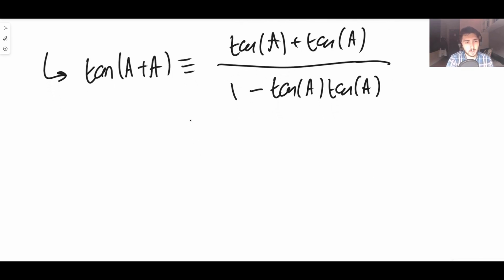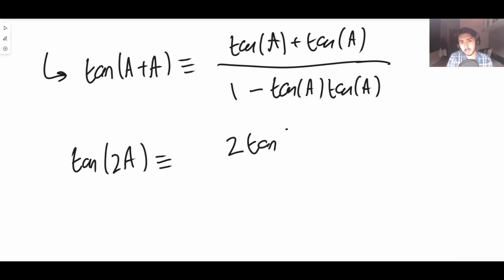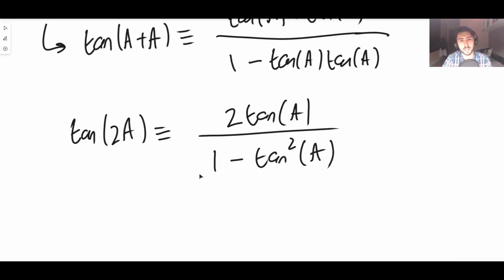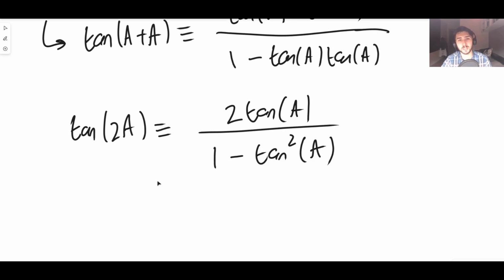Okay, taking that, we then get that tan of A plus A, that's just 2A, is identical to tan A plus tan A, which is 2 tan A, over 1 minus tan A multiplied by tan A, that's 1 minus tan squared A. And that's actually all there is to it. That's the one for tan. Tan 2A is just 2 tan A over 1 minus tan squared A.